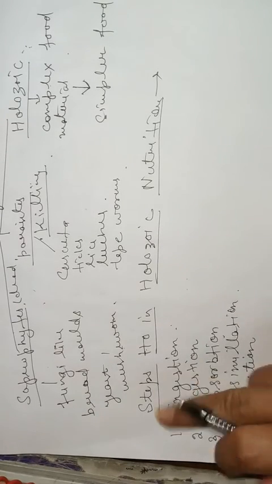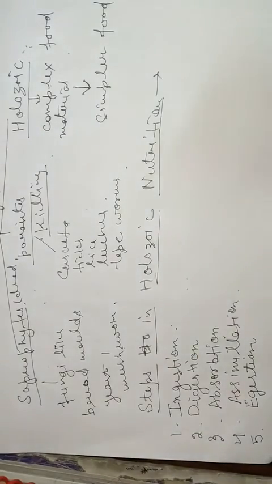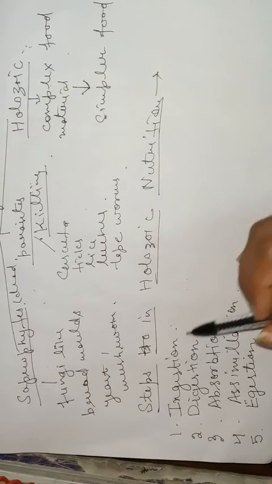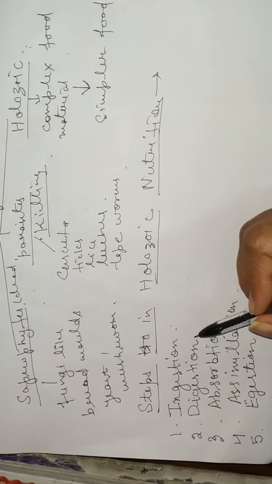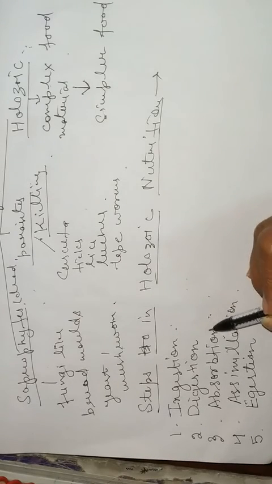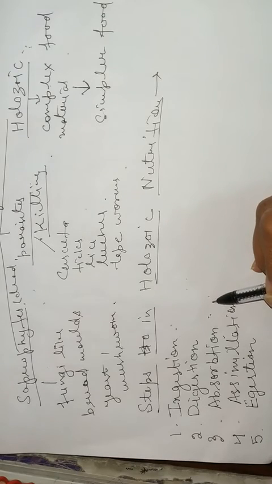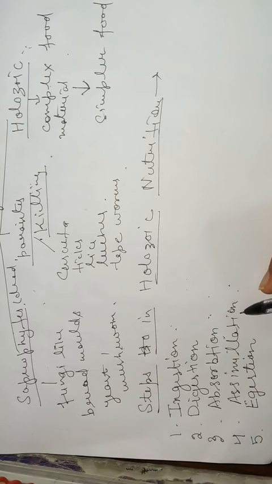Right? It means steps in holozoic nutrition. First, ingestion, taking in the complex food material. Digestion, this complex food material is digested in the body. Third, absorption, the digested food is absorbed by the body. Assimilation, this absorbed food is transported to every cell of the body, and the remaining waste of the body is removed from the body, that is egestion. This is all for today.